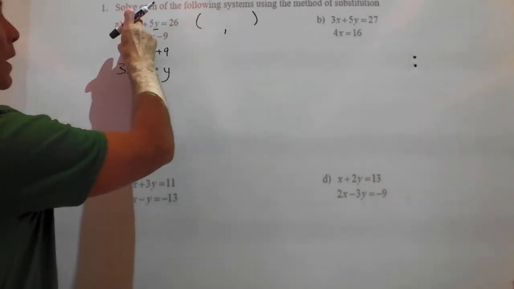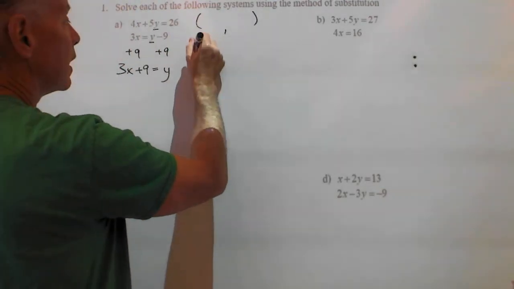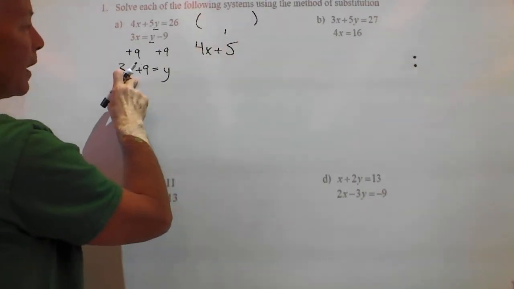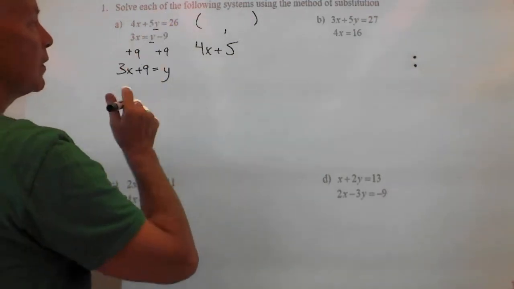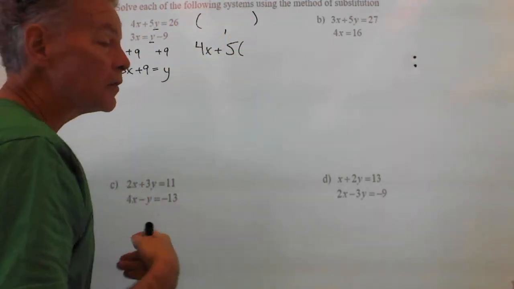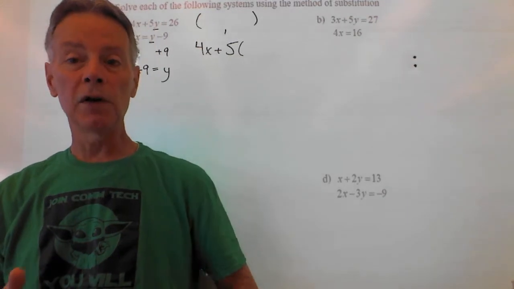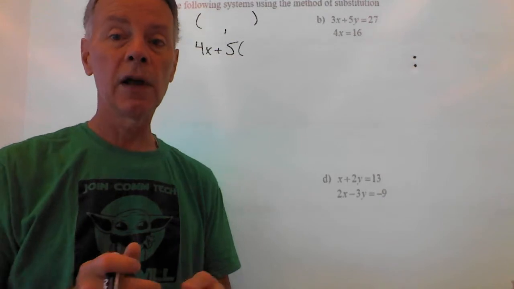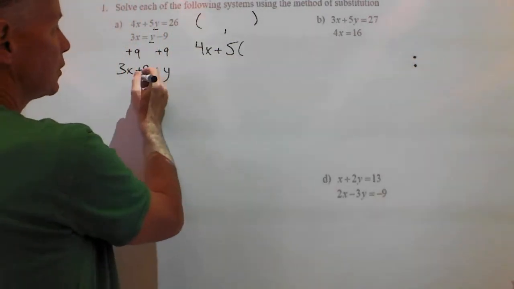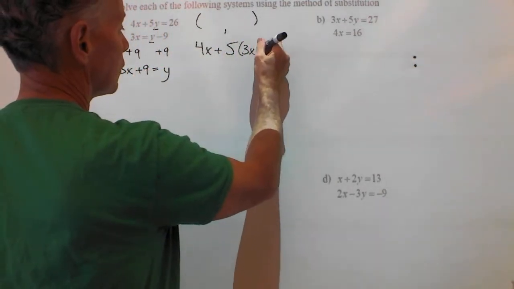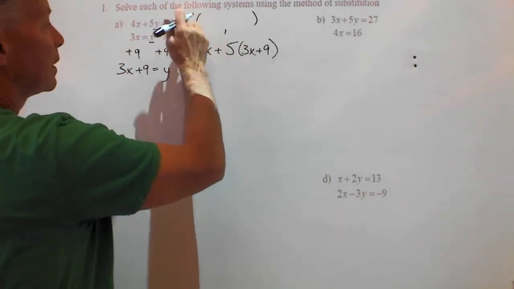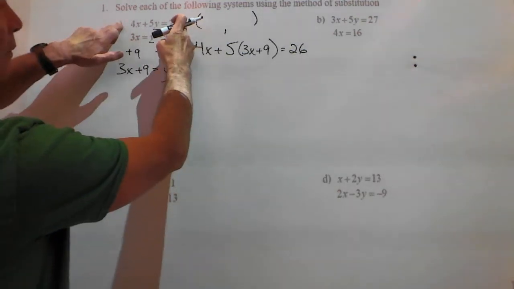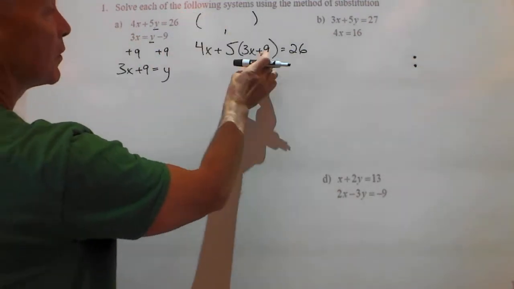So we can go to this other equation, and we can rewrite it substituting our value of y wherever we see y. Okay, so it's just like when you have substituted a number for one of your variables. This time we're substituting an expression instead. So our expression is 3x plus 9, and that's what we substitute. And then equals 26. So you'll see I've taken this first equation and I've changed it by subbing in my value for y.